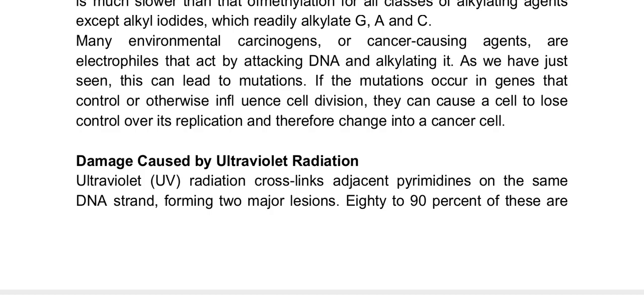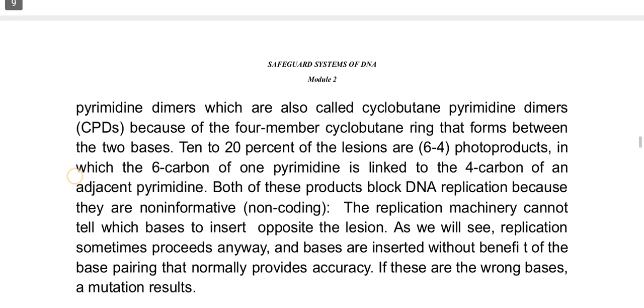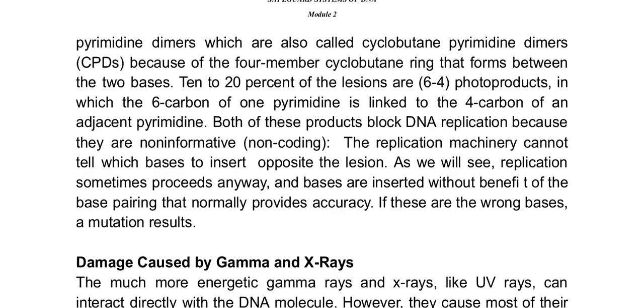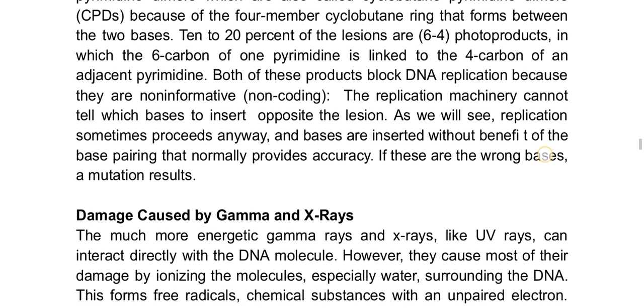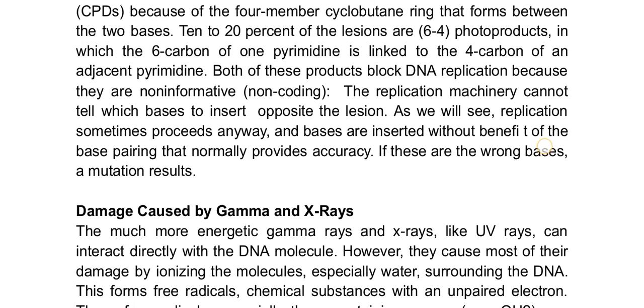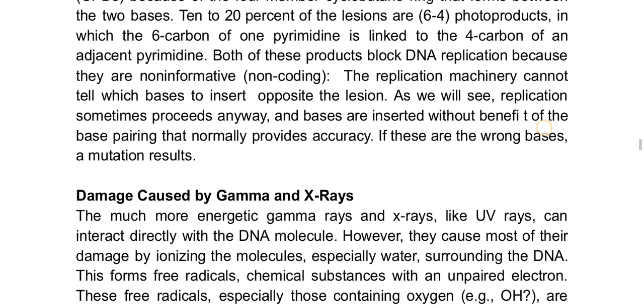Damage caused by ultraviolet radiation. Ultraviolet radiation cross-links adjacent pyrimidines on the same DNA strand, forming two major lesions. 80 to 90% of these are pyrimidine dimers, which are also called cyclobutane pyrimidine dimers because of the four-membered cyclobutane ring that forms between the two bases. 10 to 20% of the lesions are 6-4 photoproducts, in which the 6 carbon of the pyrimidine is linked to the 4 carbon of the adjacent pyrimidine.